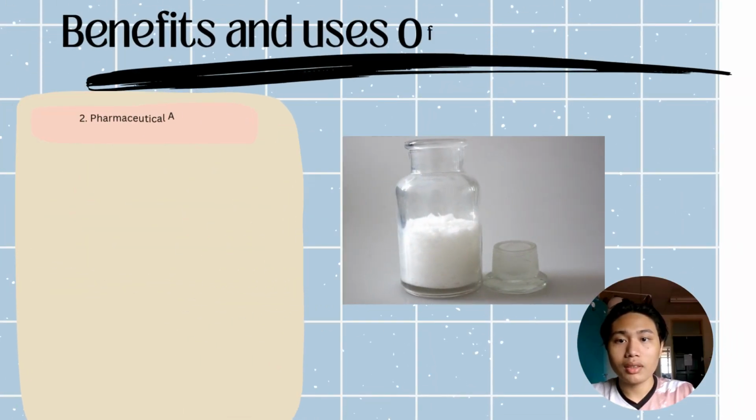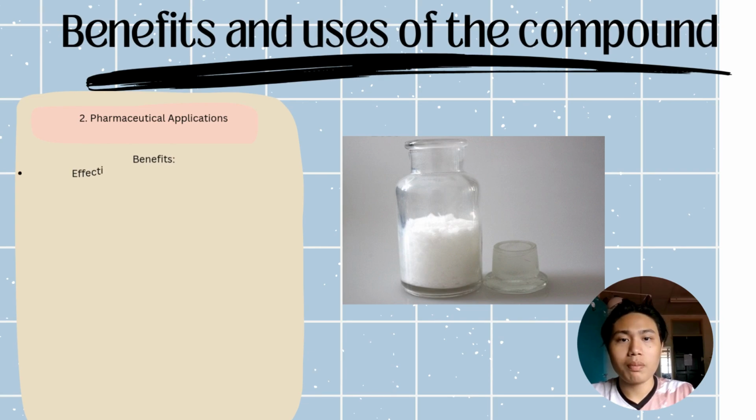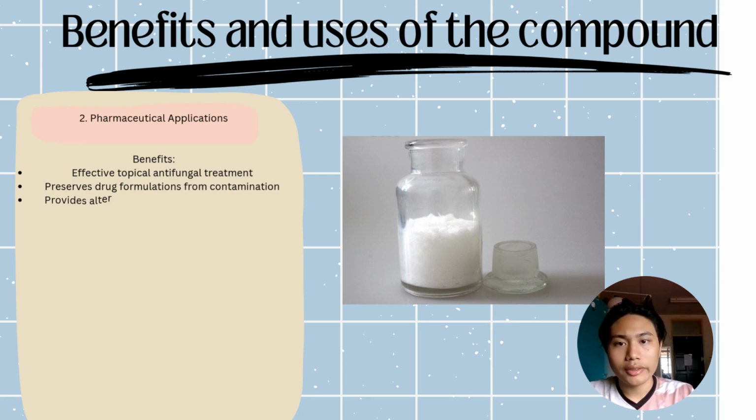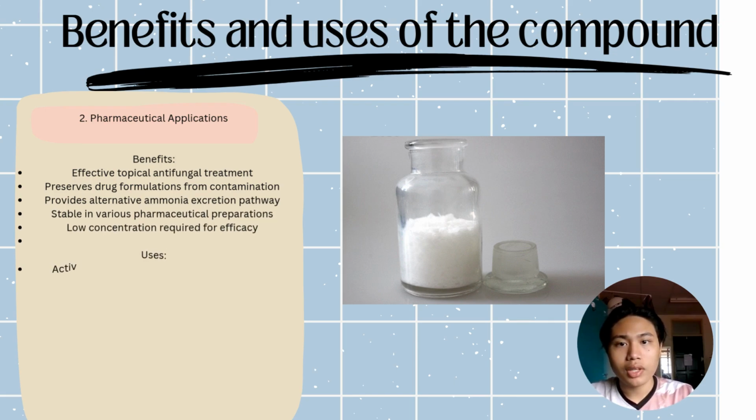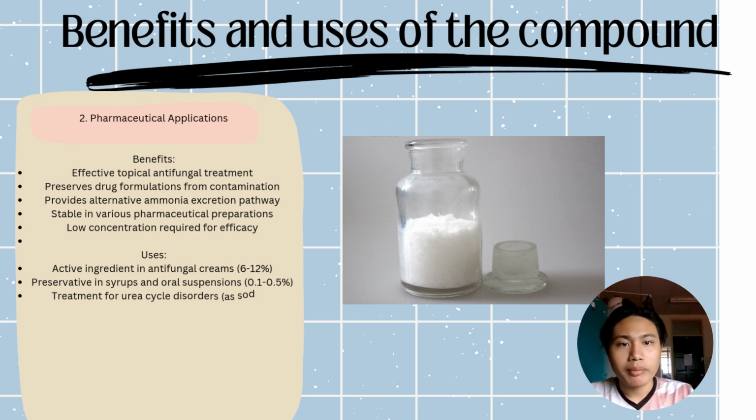In the pharmaceutical industry, benzoic acid serves multiple purposes due to its antifungal and preservative properties. As an active ingredient, at up to 12%, it is used in topical antifungal creams to treat infections like athlete's foot and ringworm. Its ability to preserve the formulation prevents contamination in syrups and oral suspensions, ensuring medication safety and stability.